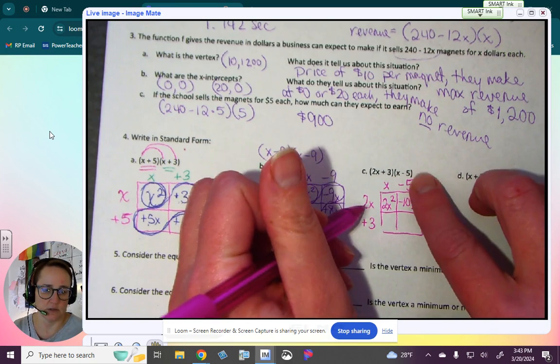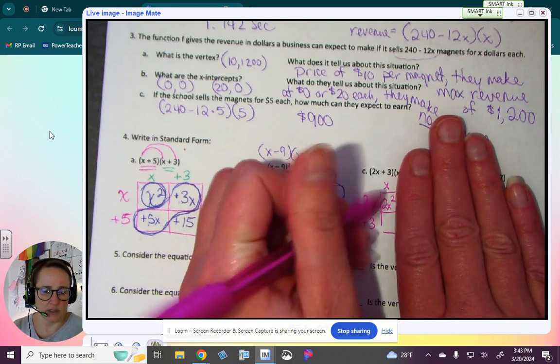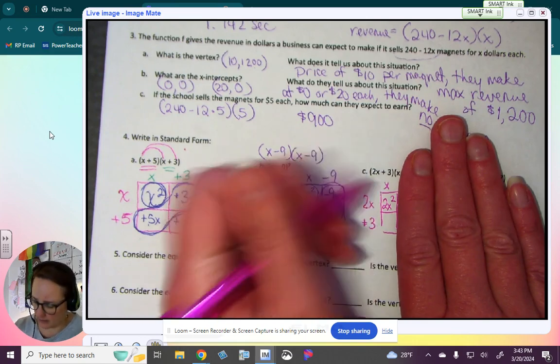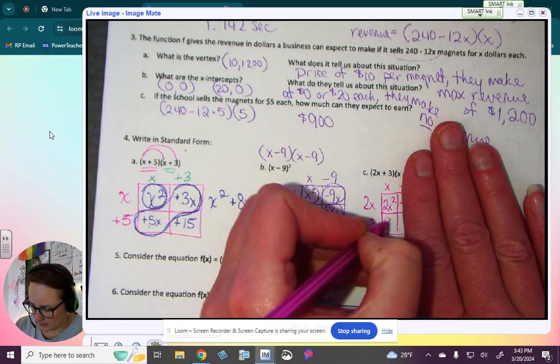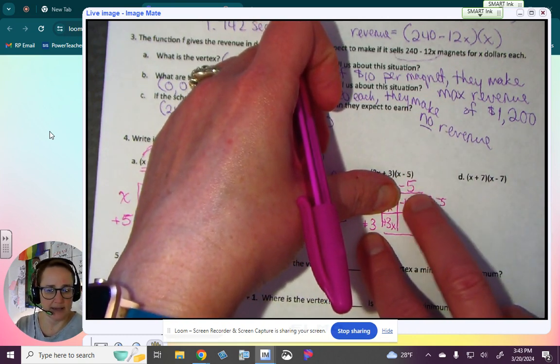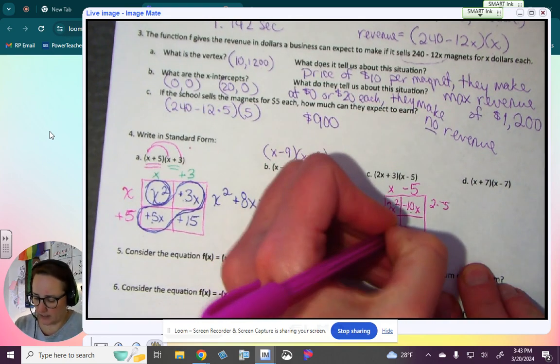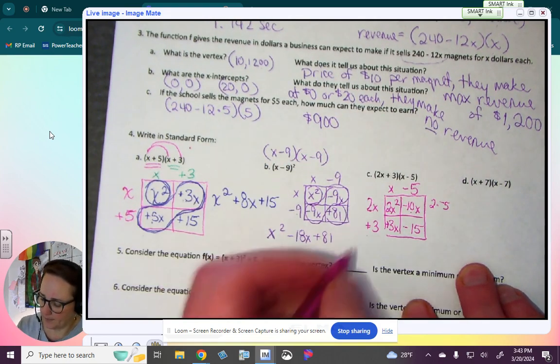So it's these two to fill this box. All right, these two to fill this bottom box. 3 times x is a positive 3x. 3 times a negative 5. Positive times a negative is a negative. 3 times 5 is 15.